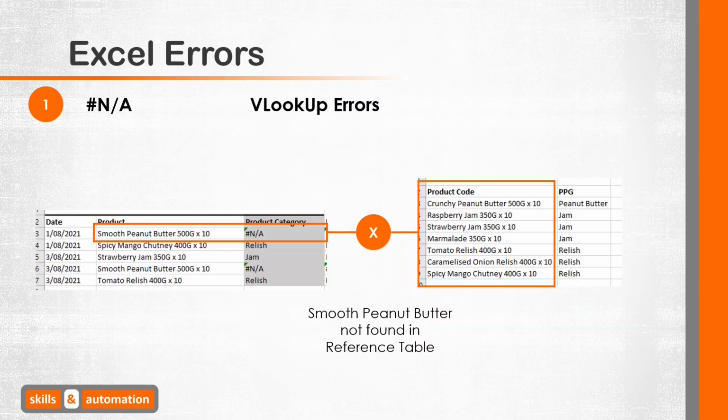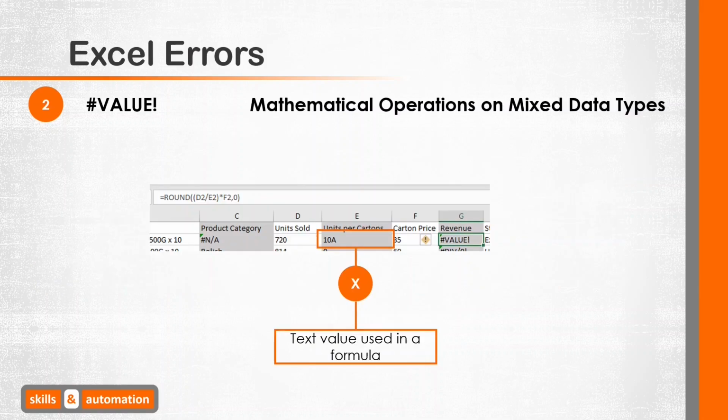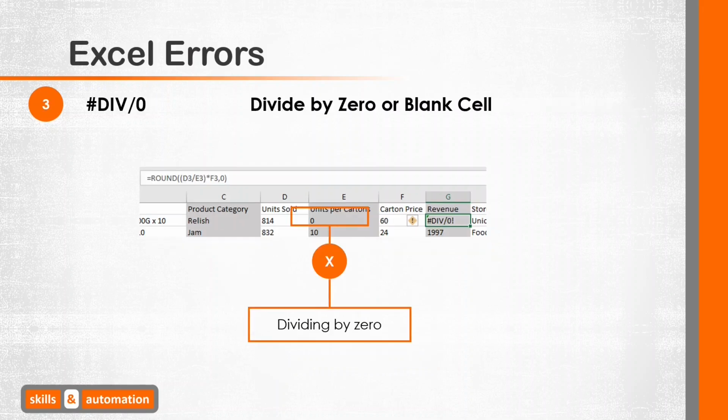It mostly occurs when a lookup formula is unable to find a match for the reference value. You would expect a typical corporate Excel reporting file to be littered with these. #VALUE occurs when you're trying to do a mathematical operation on different data types. Example, if you try and add a cell with a number to a cell with a text. #DIV/0 occurs when you try to divide a number by either a 0 or a cell with no value. We'll see examples of these errors in this video.